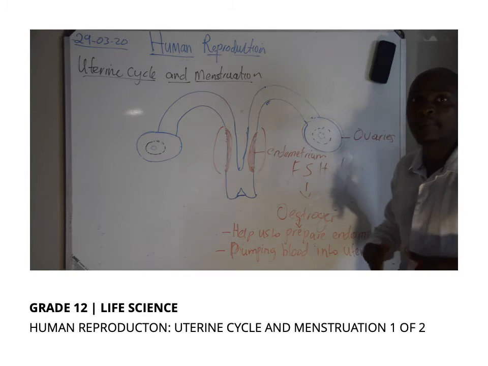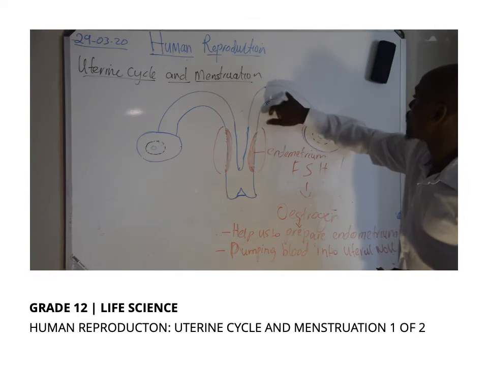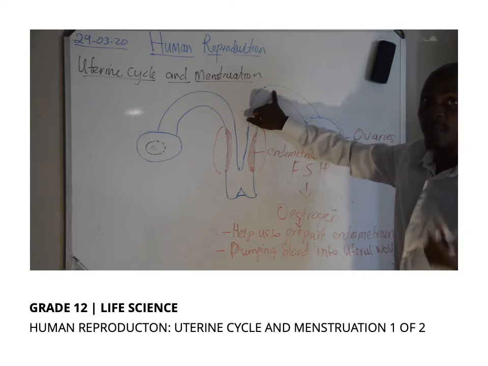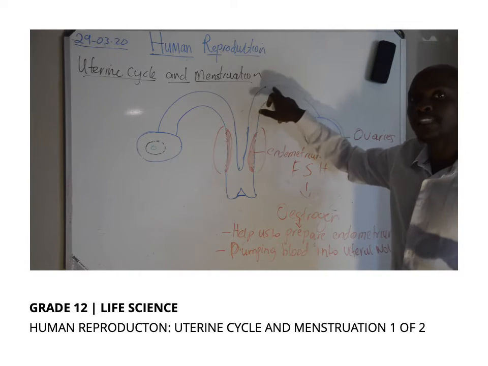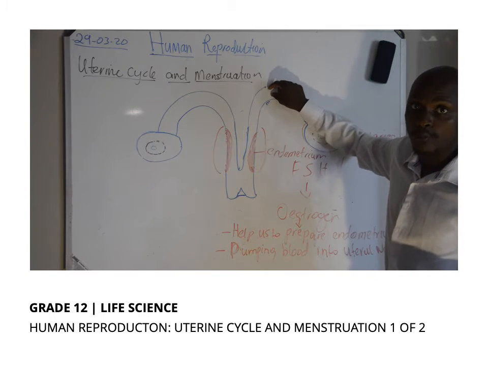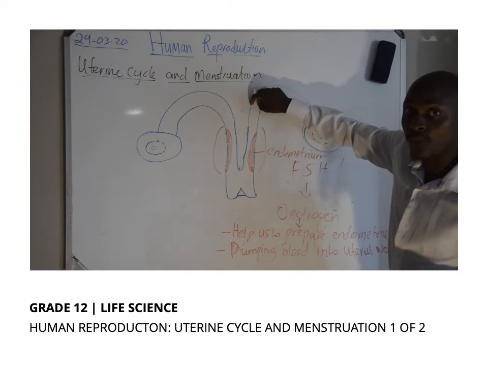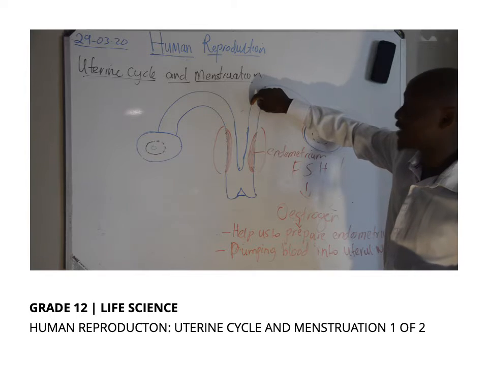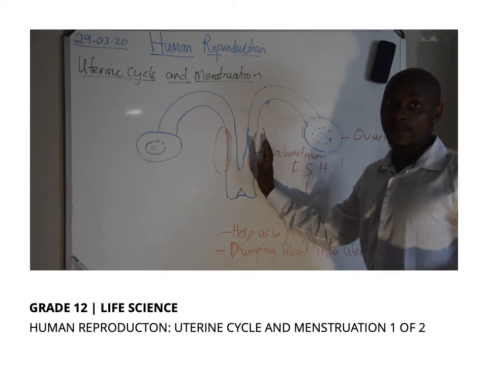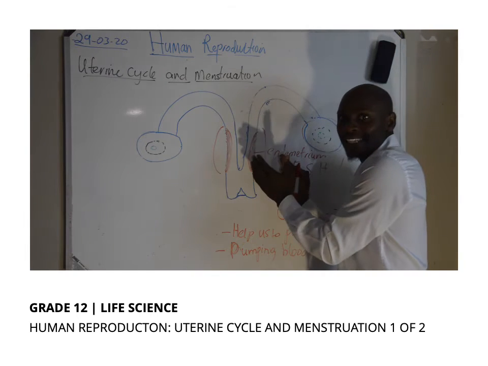What do I mean by saying implanted? Remember on our previous video we said that the egg moves to the fallopian tubes, waiting for the sperm to fertilize. Once the sperm fertilizes the egg, a zygote will be formed. When that zygote is formed, it will divide as it goes down through the fallopian tubes into a blastocyst. Then it will get to the uterus as a what? As an embryo.